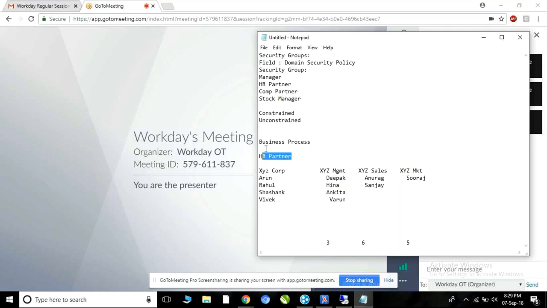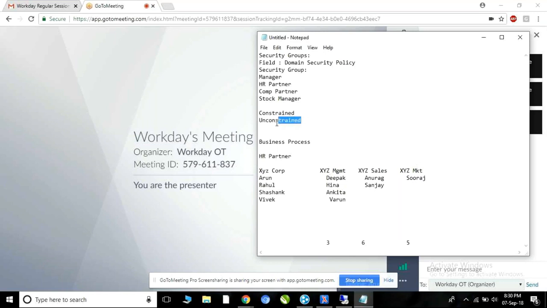Yes. Now, if I create a security group which is of constraint type, then that means that for XYZ Corp, HR partner can either be Arun, Rahul, Shashank, or Vivek. Nobody else, right? In XYZ management, HR partner can be Deepak, Hina, Ankita, or Varun. Similarly for sales and similarly for marketing.